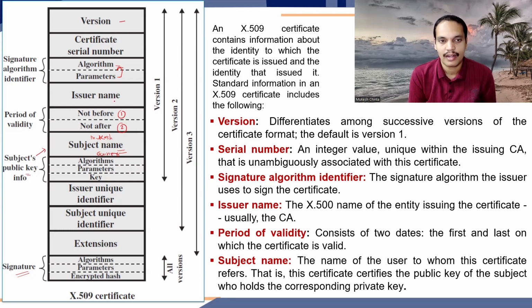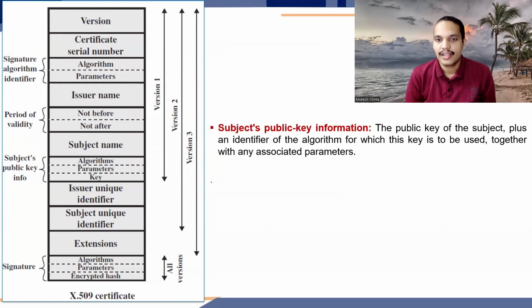Issuer name is nothing but, if you take University Jain Kakinada or Siddhartha University, whatever authority is issuing the certificate. Let me go to the next fields. The next field is the subject's public key information. This is what the certificate is designed for, isn't it? The public key of the subject plus an identifier of the algorithm for which this key is to be used, together with any associated parameters.